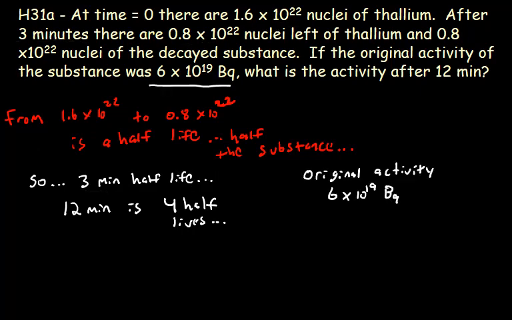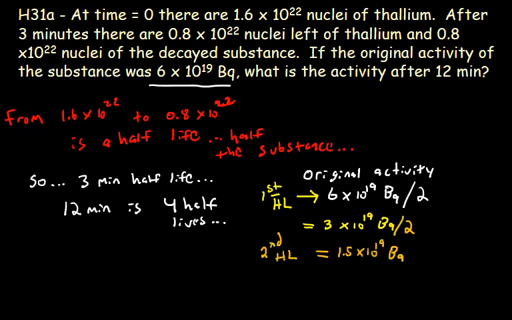Okay, so the original activity was 6 times 10 to the 19th. After the first half-life, half of that. After the second half-life, half of that. After the third half-life, half of that. After the fourth half-life, 0.75 times 10 to the 19th becquerels will be the activity after those half-lives.